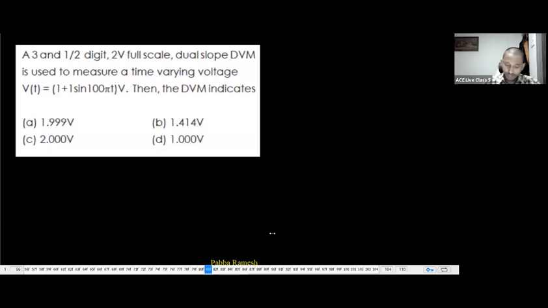Here also the answer is A. Why A? Just now it is given here: dual slope integrating type ADC. Dual slope integrating type ADC measures the average value. So simply, what is it?